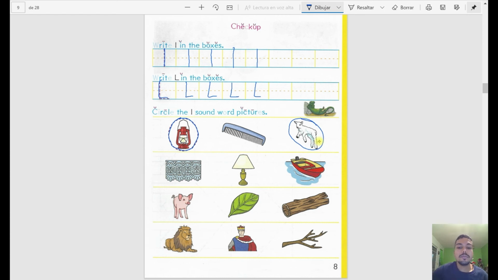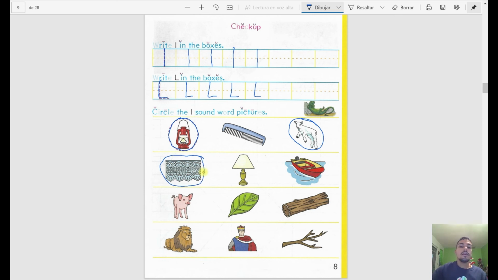Very good. The next one here, this is a lace. Lace has the sound ooh. Lace, it has the sound. Tiene el sonido. Yes, very good. Lace has it, so we have to circle the lace.